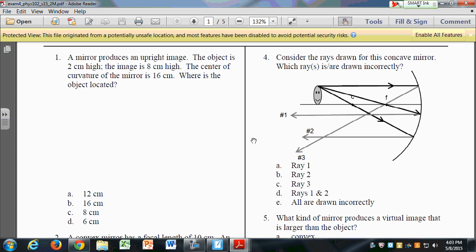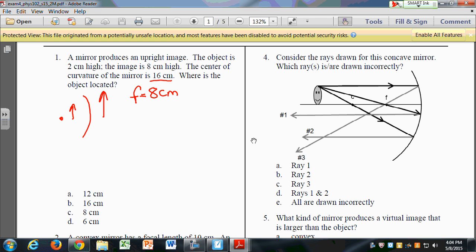All right, a mirror produces an upright image. The object is 2 centimeters high, the image is 8 centimeters high. So then you want to think, well, the image is bigger than the object and it's upright. That means this is the scenario I have: I have an object here, the image is here. It's a concave mirror, all right? The radius of curvature is 16 centimeters, so the focal length is half that, equal to 8 centimeters. It's positive because it's a concave mirror. If it was negative, I wouldn't tell you that, you just have to know, all right? If it was a convex mirror, it would be negative.